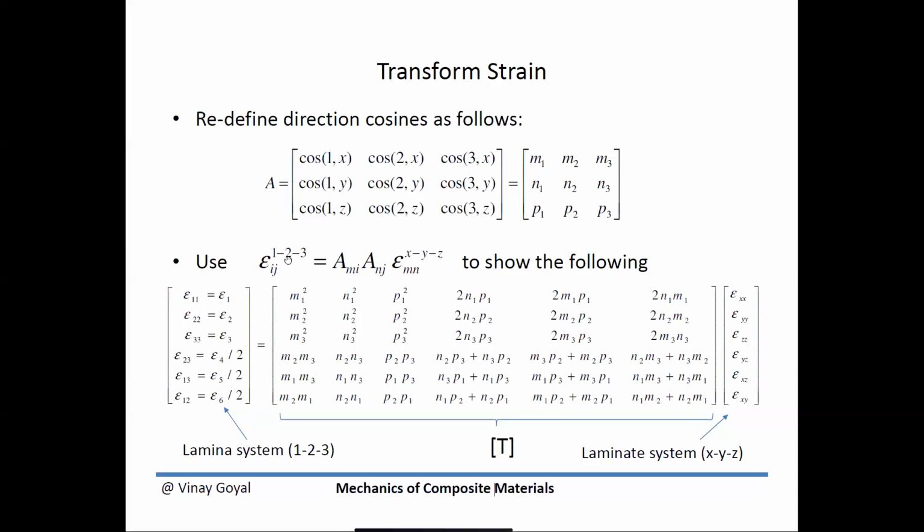And then what you want to do is expand this and use these representations to demonstrate that this column vector in the lamina system can be related to this column vector in the laminate system. And what you will find is this transformation matrix that relates the two. Again, why we're doing this is because I want to find a way of transforming the lamina coordinate system to the laminate coordinate system.